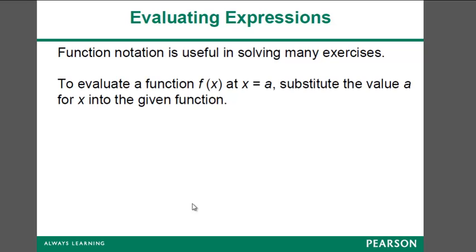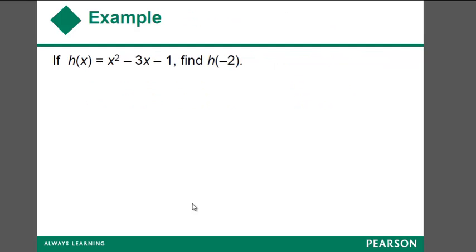Okay? So let's continue. If h of x is equal to x squared minus 3x minus 1, find h of negative 2. So what does that tell me to do? It tells me to replace each of my x's with a negative 2.